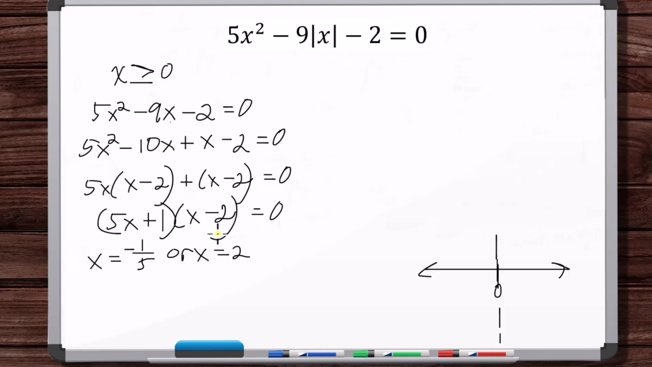Okay, but which one is x equal to 2 greater than or equal to 0? Yes, it is. So this is a solution. Is x equal to minus 1/5 greater than or equal to 0? No, that's not a solution. That's it. Same type of process.